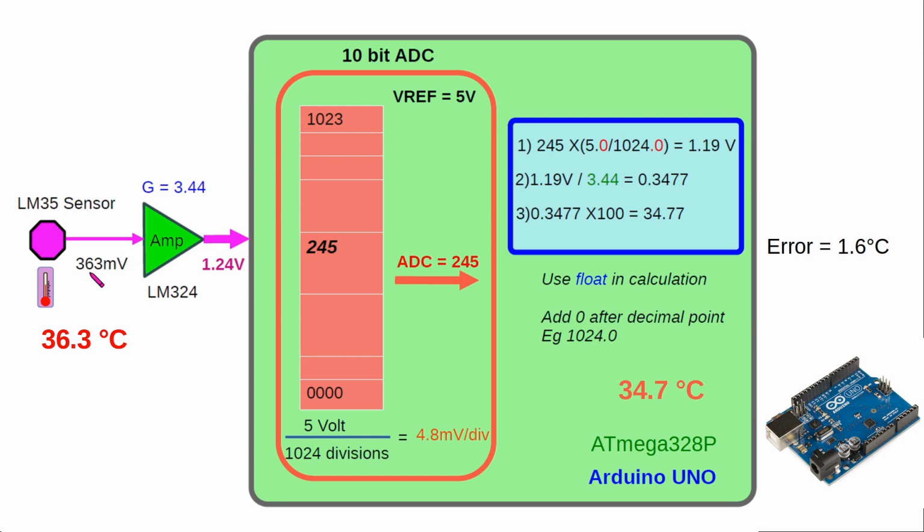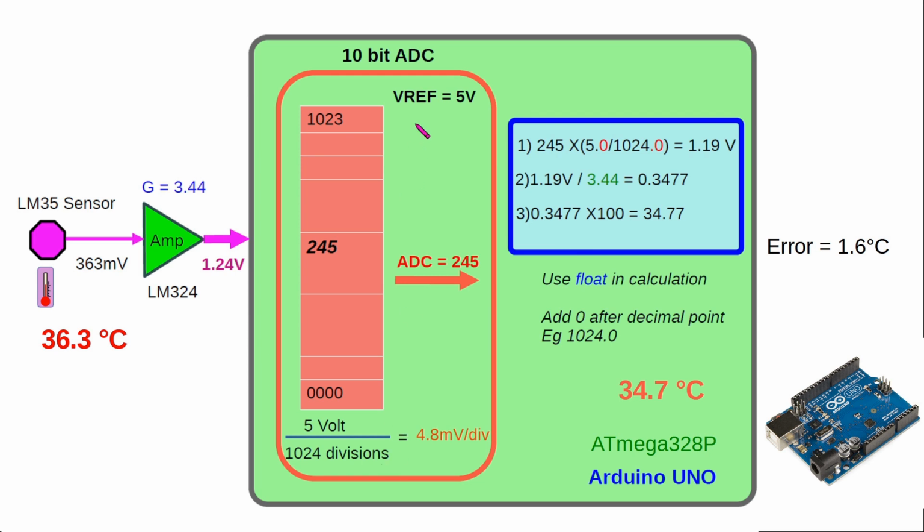Now the millivolt signal is multiplied by that gain and it will give you a voltage of 1.24 volt. That 1.24 volt is fed into the 10-bit ADC through the analog channel of the Atmega 328P. So here it will be connected to either A0 or A4. Now this is the ADC. So it's a 10-bit ADC. These parts are inside the Arduino.